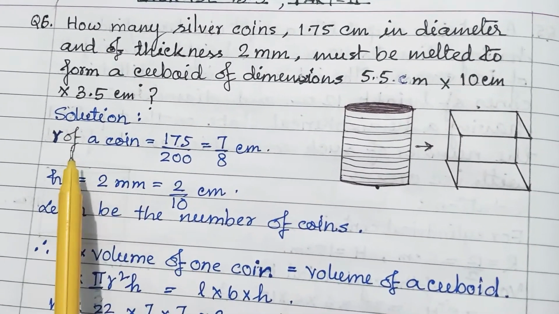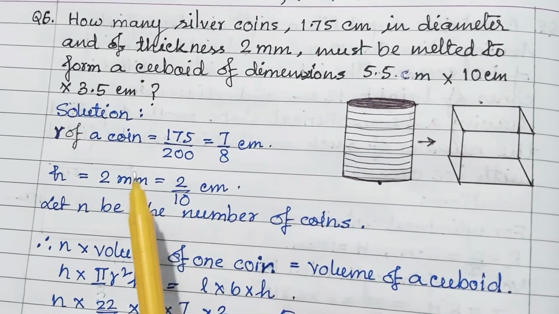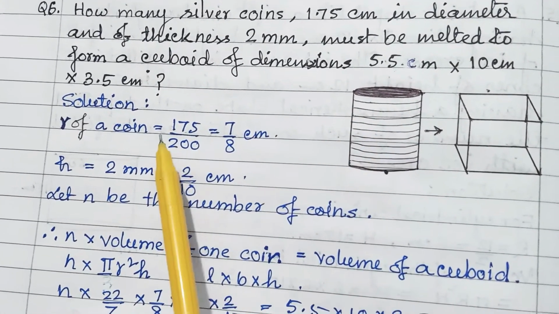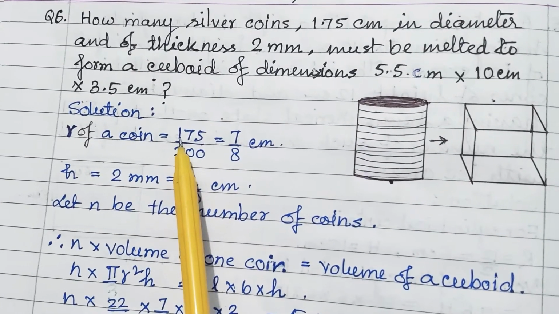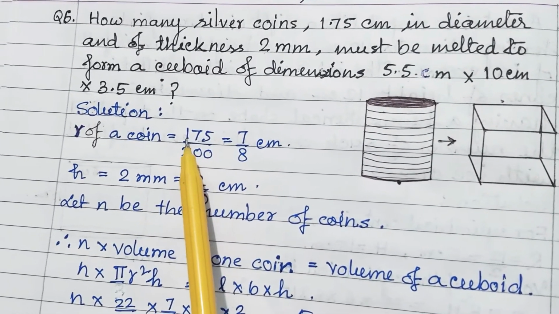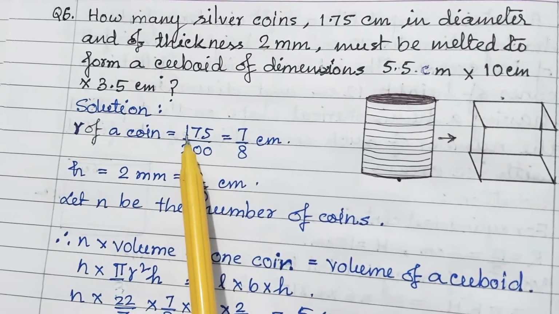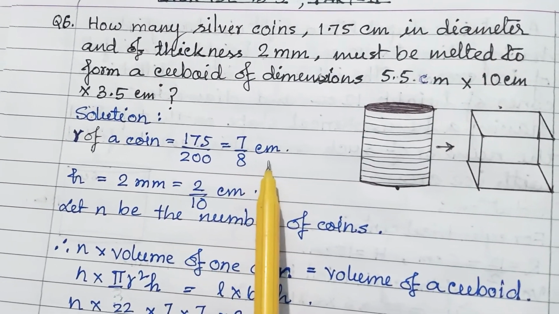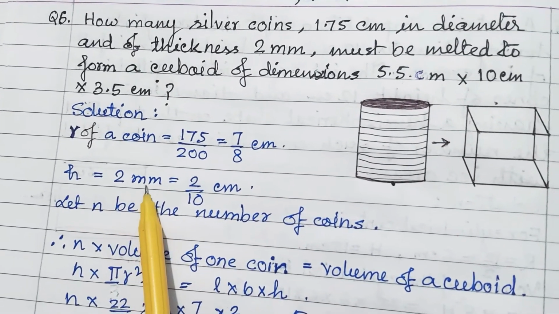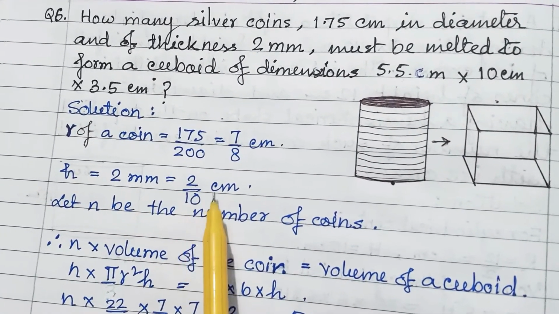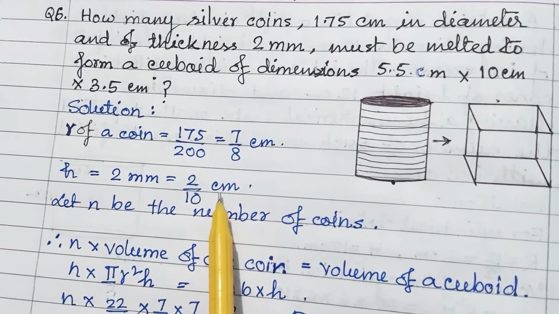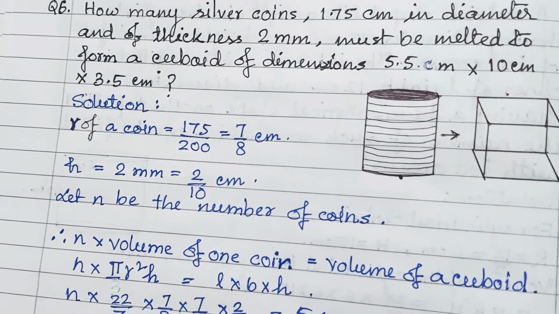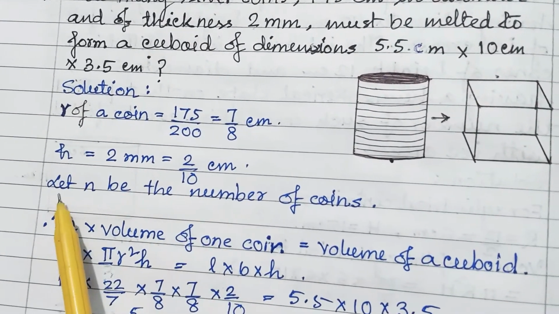Now let r be the radius of the coin. The diameter is given as 1.75, so the radius is 1.75 upon 2, that is 175 upon 200, which is equal to 7 upon 8 centimeter. The height is given as 2 millimeter, that is 2 upon 10 centimeter, which means 1 upon 5 centimeter. I have not simplified it because it is easier in calculation.